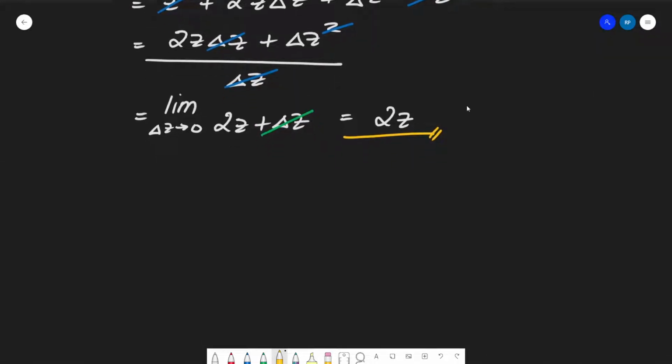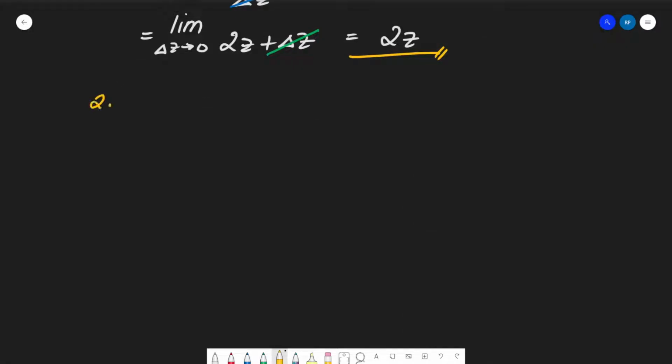Next, number 2. We're asked to get the derivative of the complex conjugate. Let's see what the derivative is in terms of the four-step rule. Again, first step, every z becomes z plus delta z.